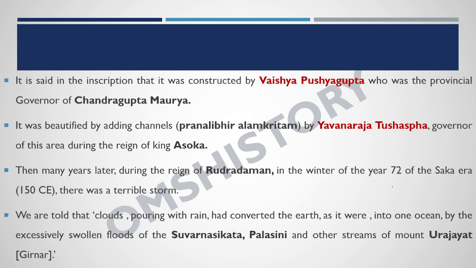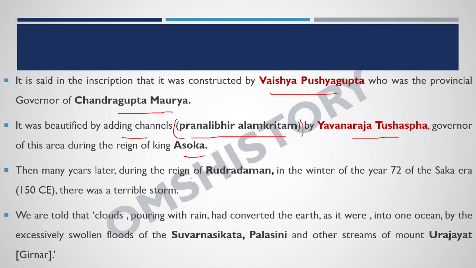Besides this, the inscription also states that it was constructed by Vaishya Pushyagupta, who was the provincial governor of Chandragupta Maurya. It was beautified by adding channels, like Pranalibhir Alankritam, by Yavanaraj Tushasp, who was the governor during the time of Ashoka. So some channels were added here by Yavanaraj Tushasp.